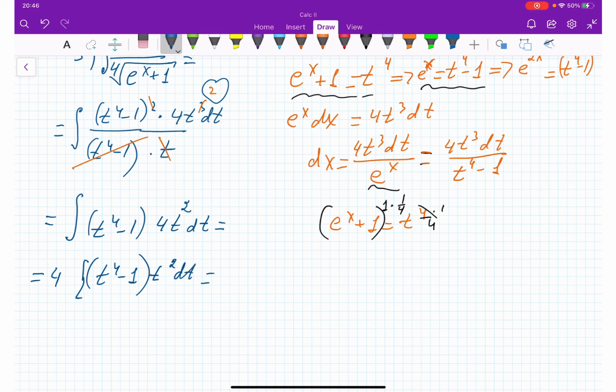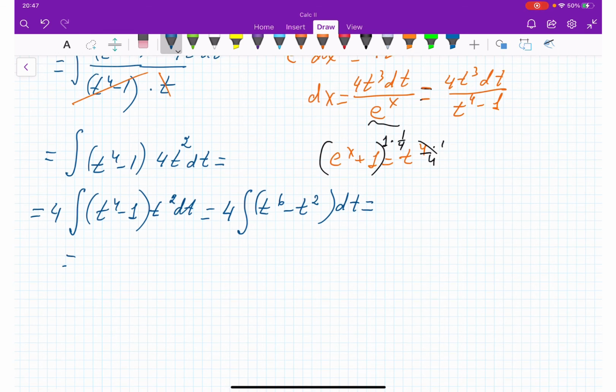So from here, we are going to distribute t squared. This is 4 times the integral of t to power 6 minus t squared dt, and that is equal to 4t to power 7 over 7 minus 4t to power 3 over 3 plus c.